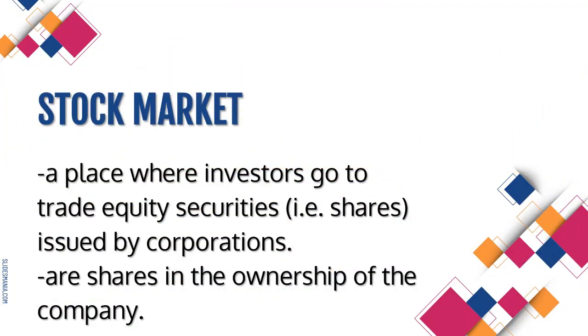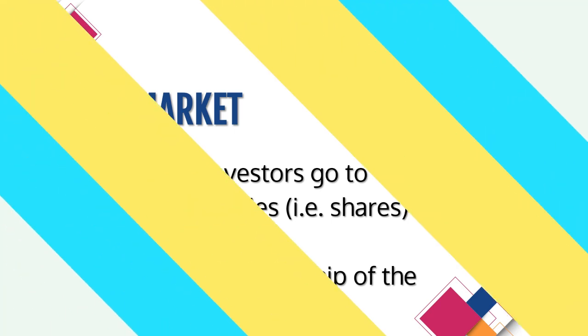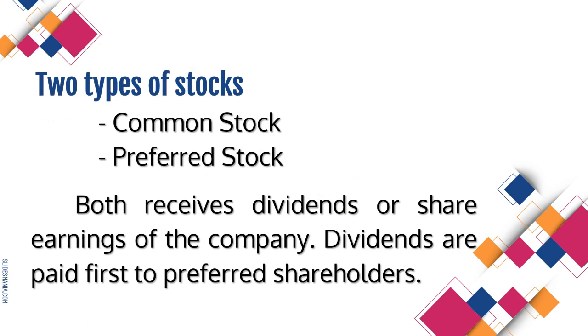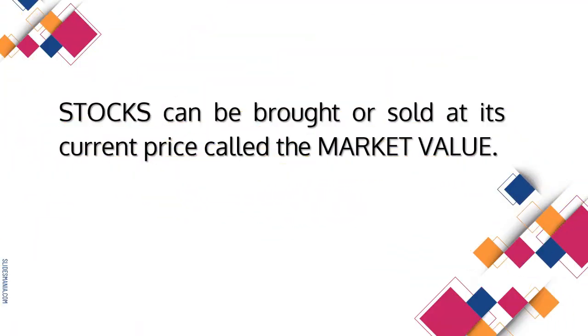Let us start with the definition of stock market. It is a place where investors go to trade equity securities, for example shares, issued by corporations. Stocks are shares in the ownership of the company. There are two types of stocks, common stock and preferred stock. Both receive dividends or share earnings of the company. Dividends are paid first to preferred shareholders. Stocks can be bought or sold at its current price called the market value.